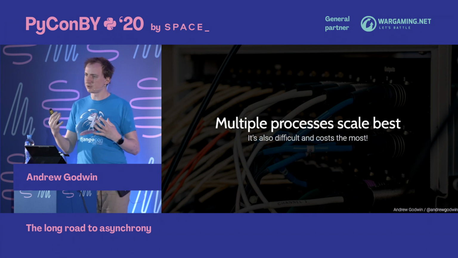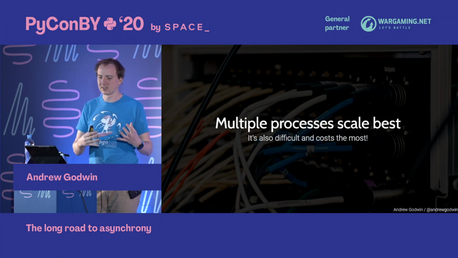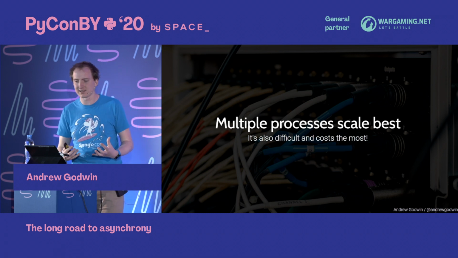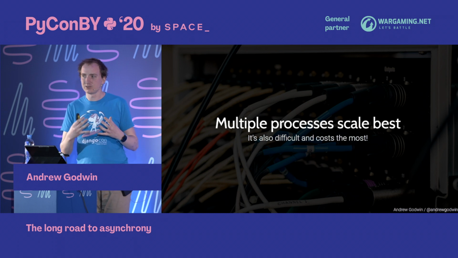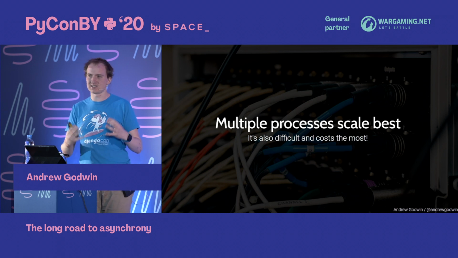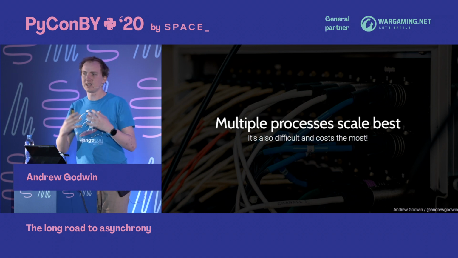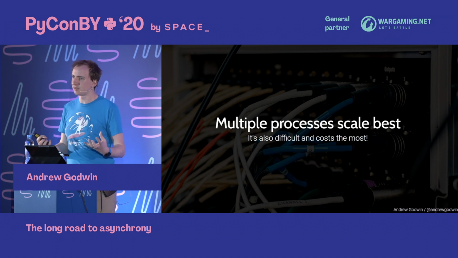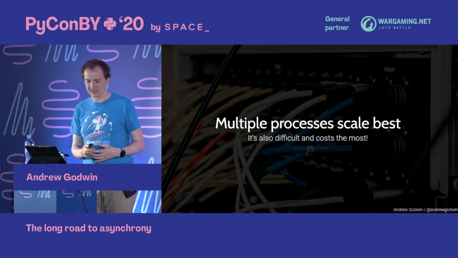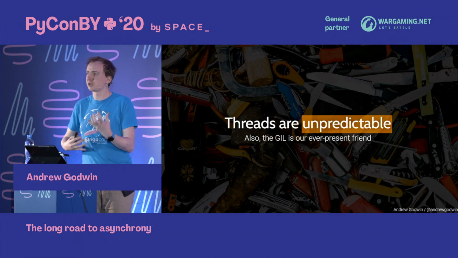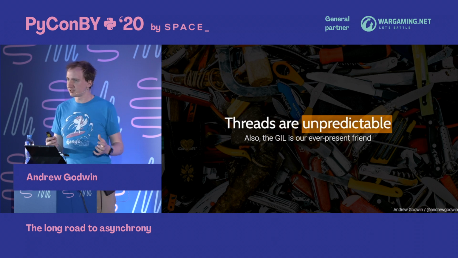The problem is the trade-off there, the cost, is that it does cost the most. You have to put a lot of work to make it scale like that, and it's also really difficult. Not having any shared memory means you're writing TCP, you're using service buses or microservices or HTTP. You have loads of different things you've got to handle, and it just gets a little bit annoying. Threads are easier in a sense because you've got shared memory, but they're also unpredictable.